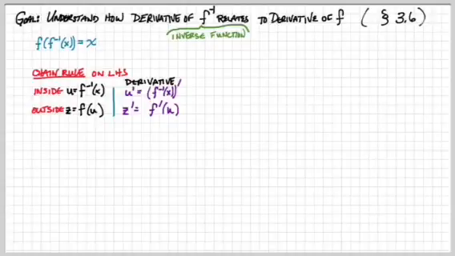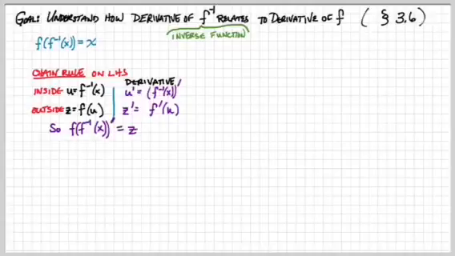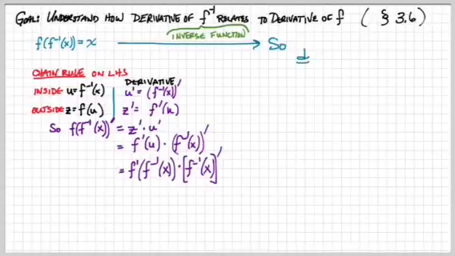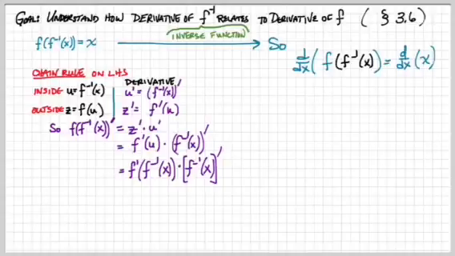So now we are ready to write out what the derivative of the left-hand side should be. So it's the product u prime times z prime, which we can write in terms of the derivative of f evaluated at u times the derivative of f inverse evaluated at x, which, down here, can be written as f prime evaluated at f inverse of x times f inverse of x prime. So I skipped ahead here.